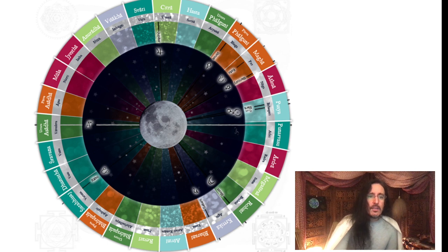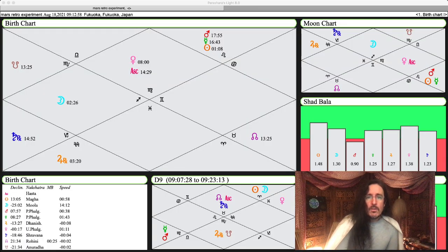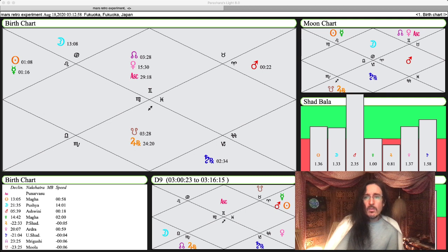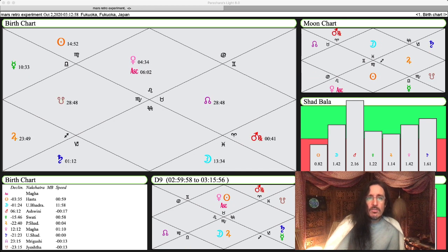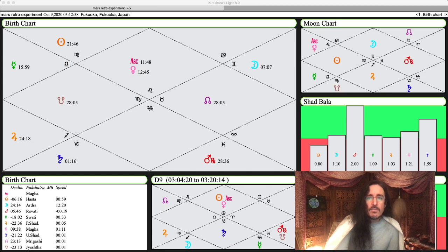So our notes will become helpful: the retrogression was September 10th, so we can fast forward back to September 10th. Let me give you this visual now. And fast forward back to September 10th, 2020. September 17th, it's still going retrograde. September 18th, September 25th, still going retrograde. October 2nd, still going retrograde.